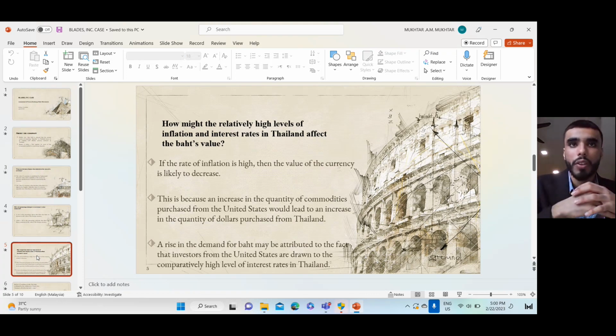Okay, so the rise of demand for baht may be attributed to the fact that investors from the United States are drawn to it. So when you give higher rates in banks, it's much better.